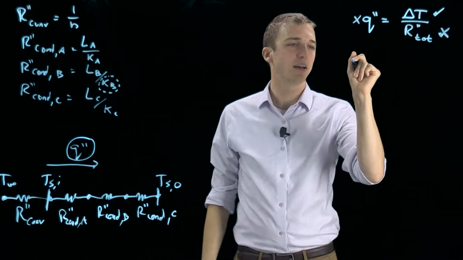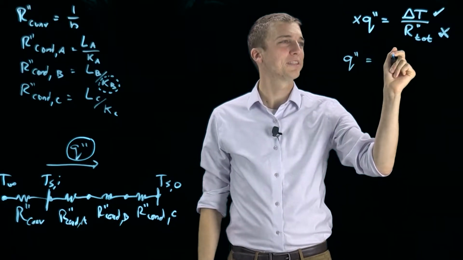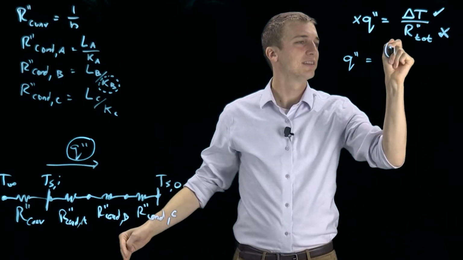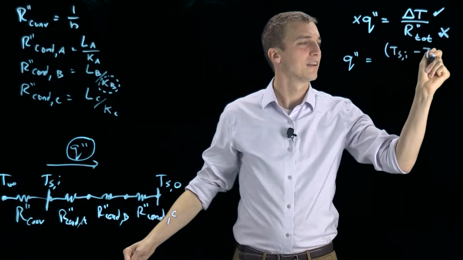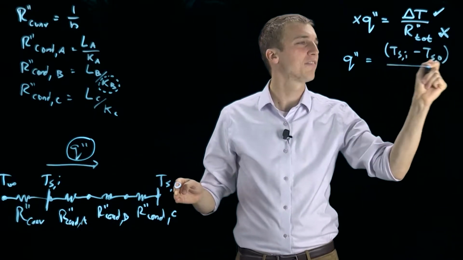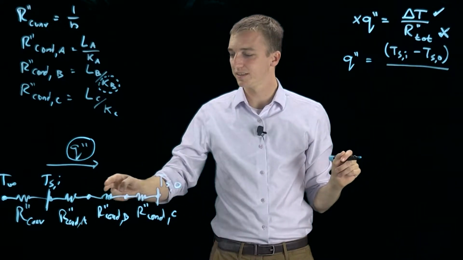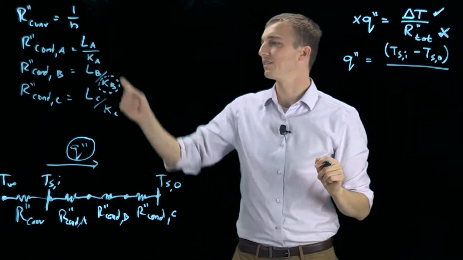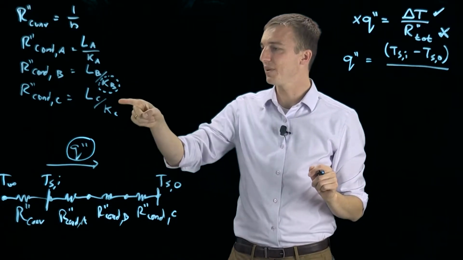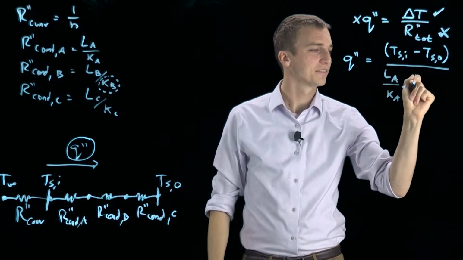So let's put that all together. So this is Q double prime is equal to our delta T between our 2 points. So that's TSI minus TSO. And now we need to find R double prime total, or the sum of the resistances between those 2 points. So that's just adding up our conduction A, our conduction B, and our conduction C. So that looks like this.